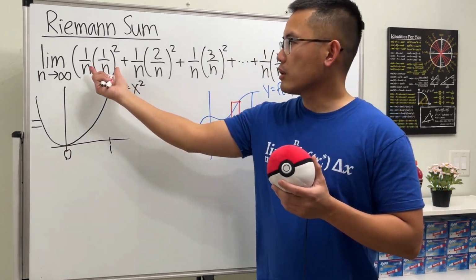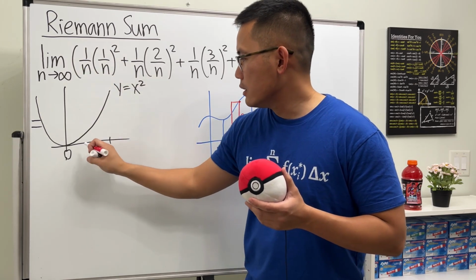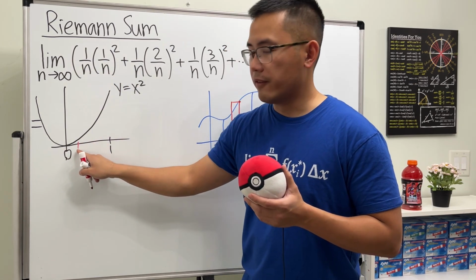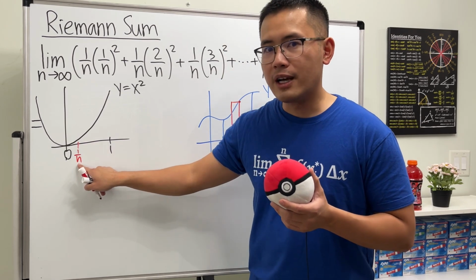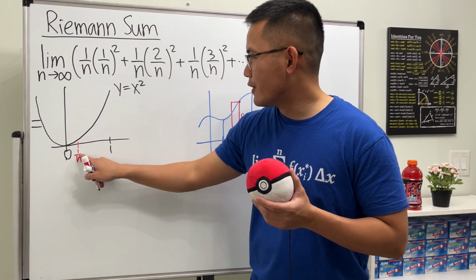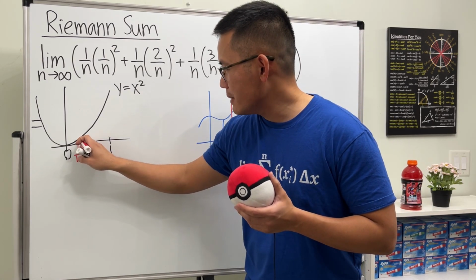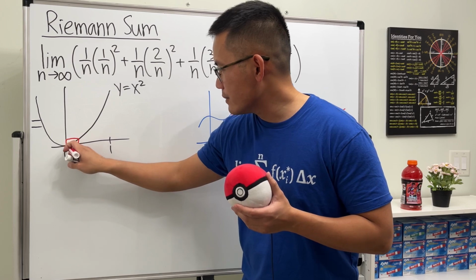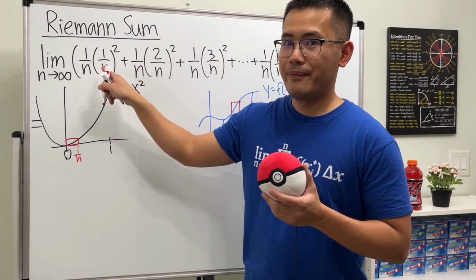So let's talk about what this represents. Firstly, we have 1 over n, so that will be the width of the first rectangle, denoted by 1 over n. And very conveniently, we can just put 1 over n into the function x squared, and we can actually get the height. So go up, hit the curve, and then make the rectangle. So this rectangle right here has this area.